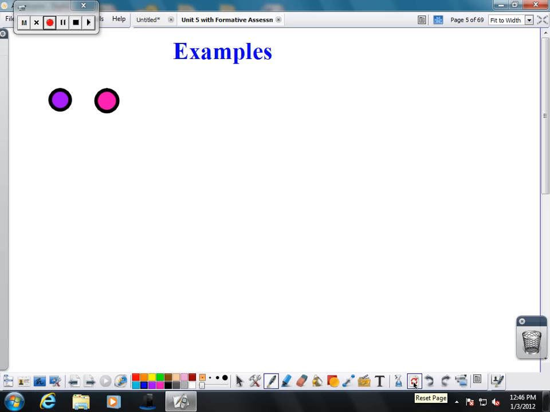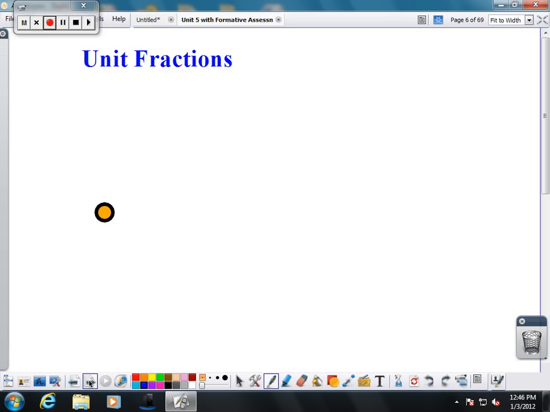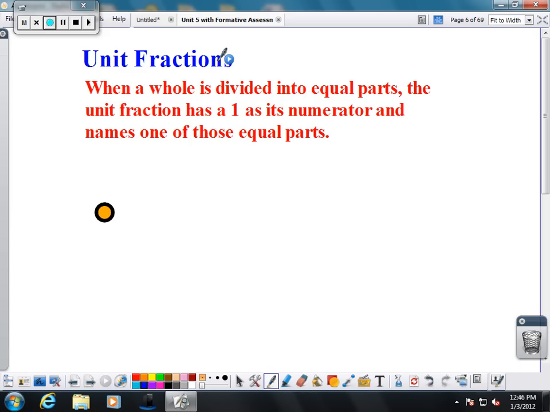One other thing that I wanted to show you very quickly, again, just kind of going through quickly. You guys can rewind and slow it down if you need to, are these things called unit fractions. And unit fractions basically are when a whole is divided into equal parts, the unit fraction has a 1 as its numerator and names one of those equal parts.